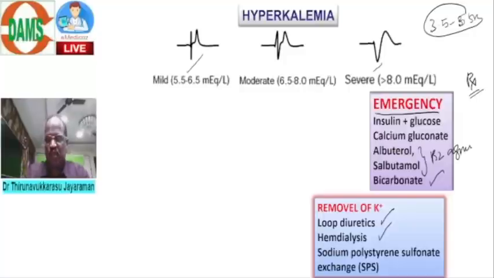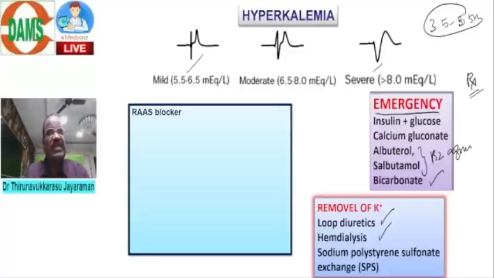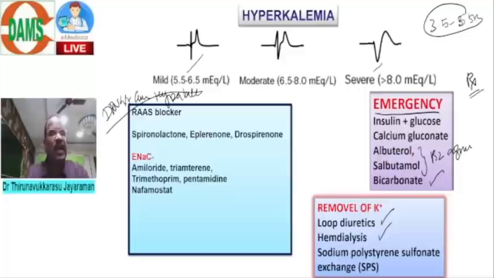In fact, you should know these points also. What are the drugs that can cause hyperkalemia? Drugs causing hyperkalemia, this is also important. RAS pathway blockers, and then aldosterone antagonists like spironolactone, eplerenone, drospirenone, and ENaC blockers, the so-called potassium-sparing diuretics, like amiloride and triamterene. ENaC means epithelial sodium channel.